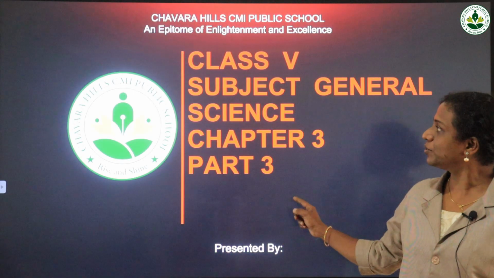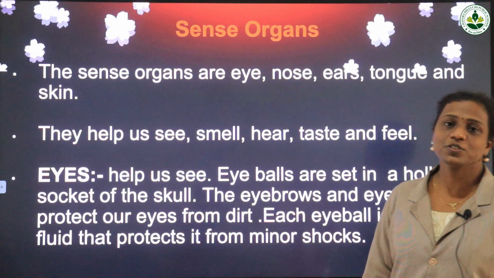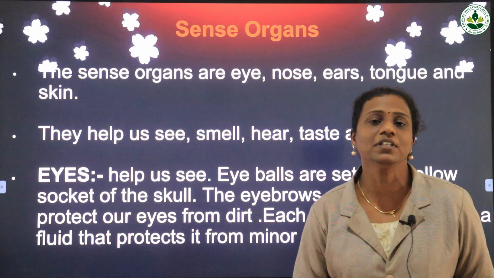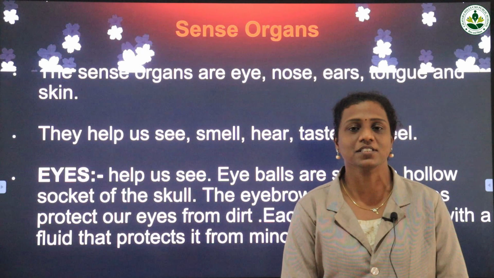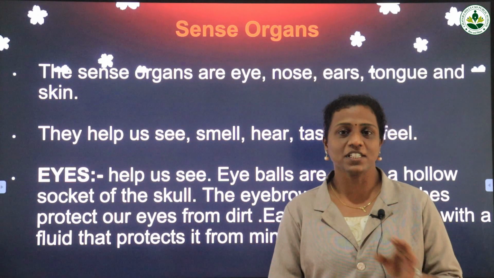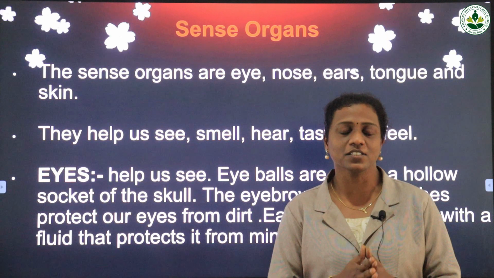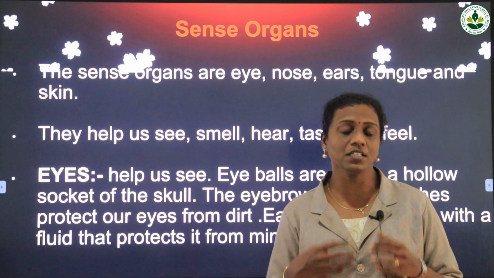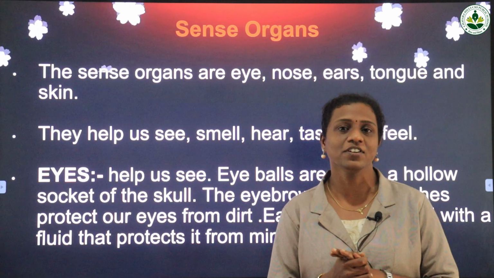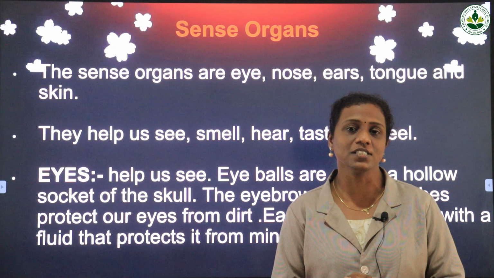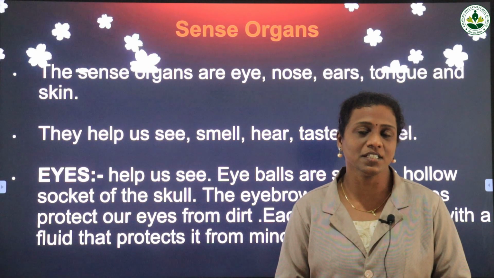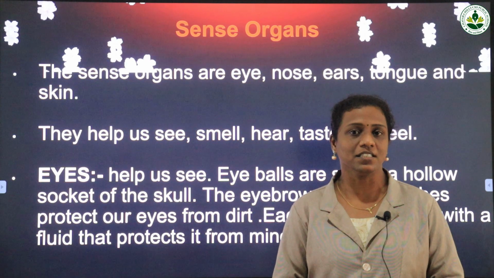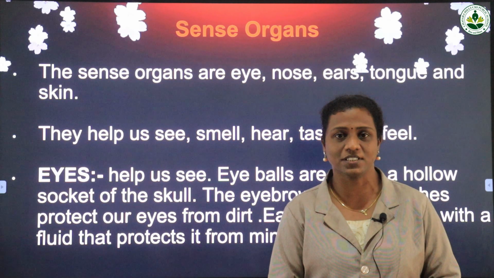So now we can go to today's topic. Today's topic is a familiar topic for you, that is our sense organs. You have been studying about sense organs from the smaller classes onwards. How many sense organs do we have? We have 5 sense organs: eyes, nose, ears, tongue and skin.